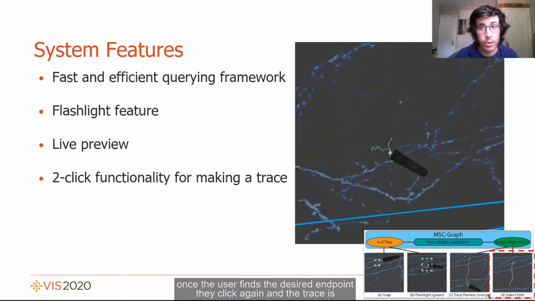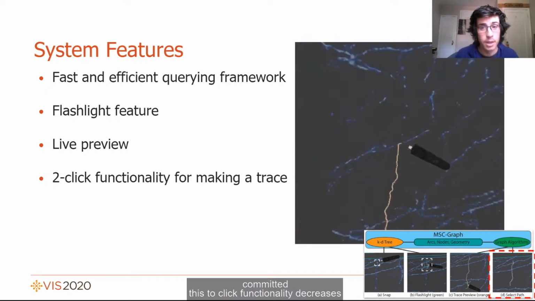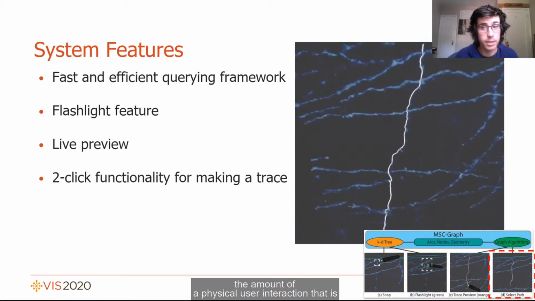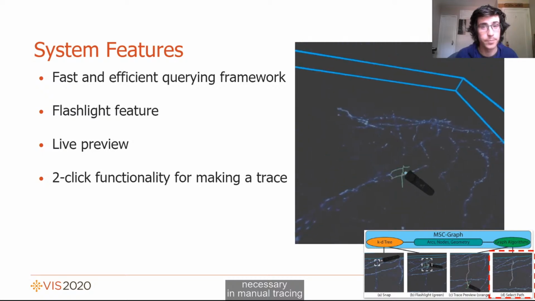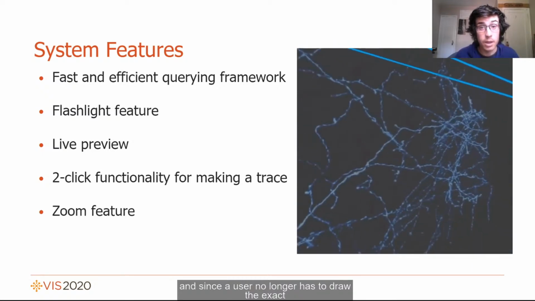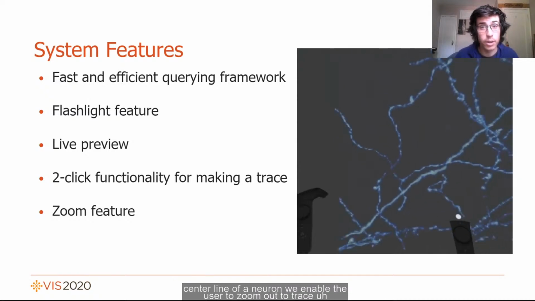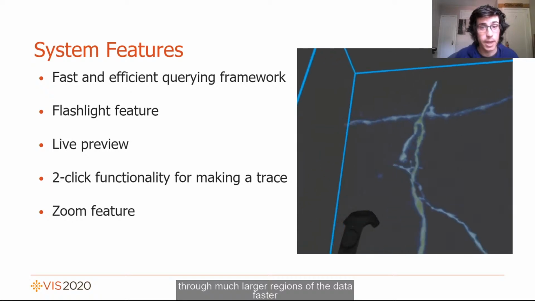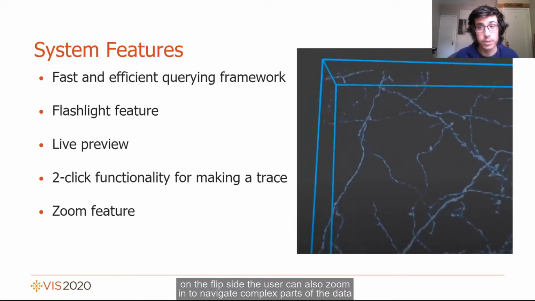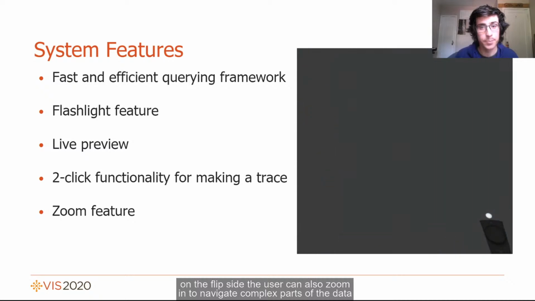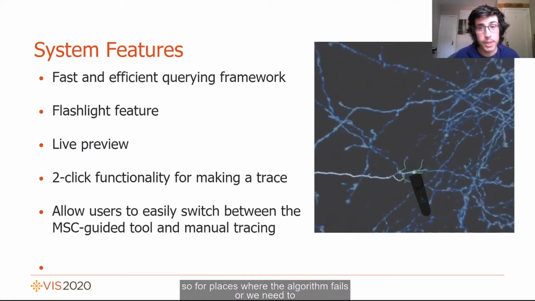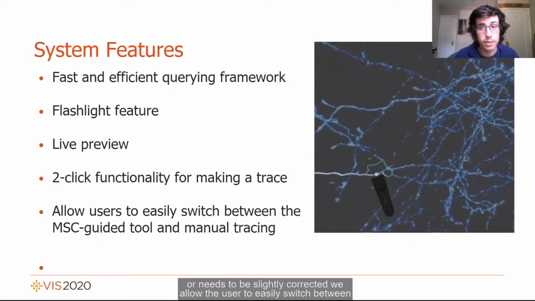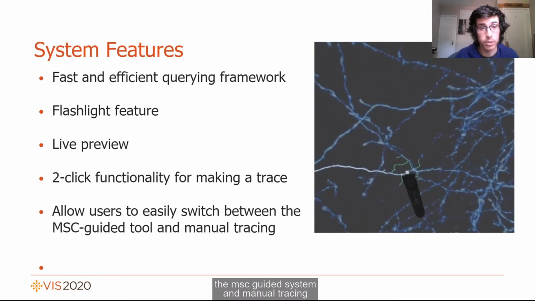Once the user finds the desired endpoint, they click again and the trace is committed. This two-click functionality decreases the amount of physical user interaction that is necessary in manual tracing. And since a user no longer has to draw the exact center line of a neuron, we enable the user to zoom out to trace through much larger regions of the data faster. On the flip side, the user can also zoom in to navigate complex parts of the data. So for places where the algorithm fails or needs to be slightly corrected, we allow the user to easily switch between the MSC-guided system and manual tracing.